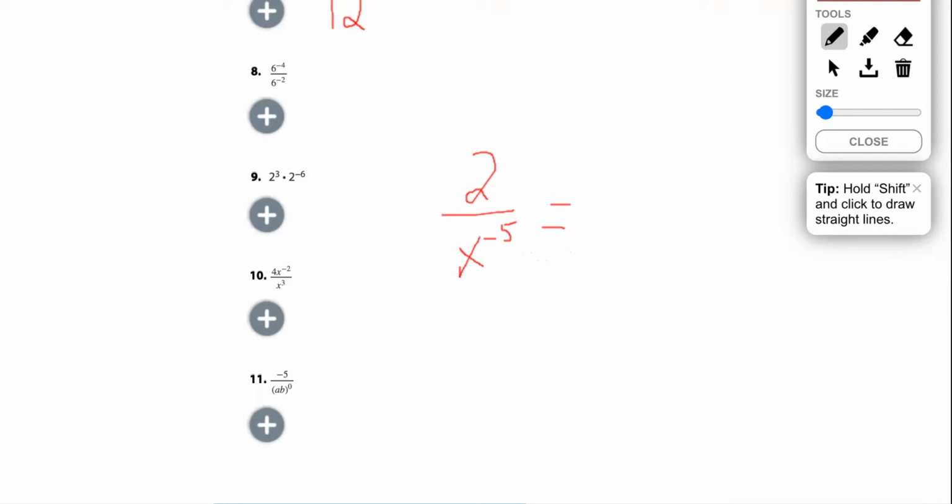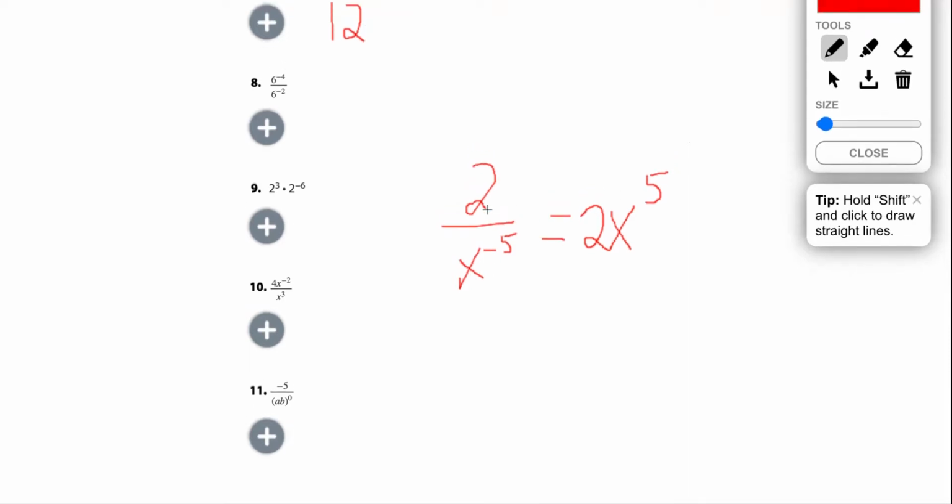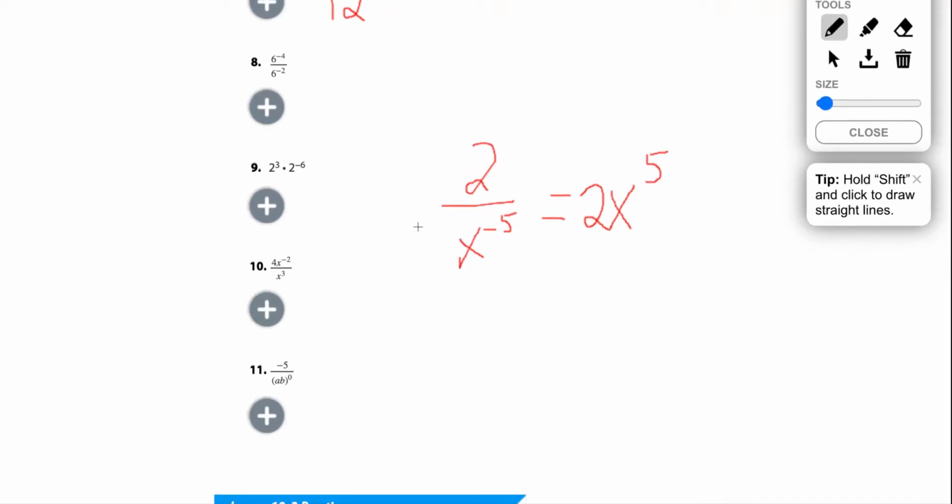It's going to take the reciprocal and flip to the other side. So it was in the denominator, it'll flip to the numerator and become positive. So that's the same as 2 times x to the 5th power. It doesn't matter if it's in the numerator or denominator: a negative exponent, basically take the reciprocal and flip it.